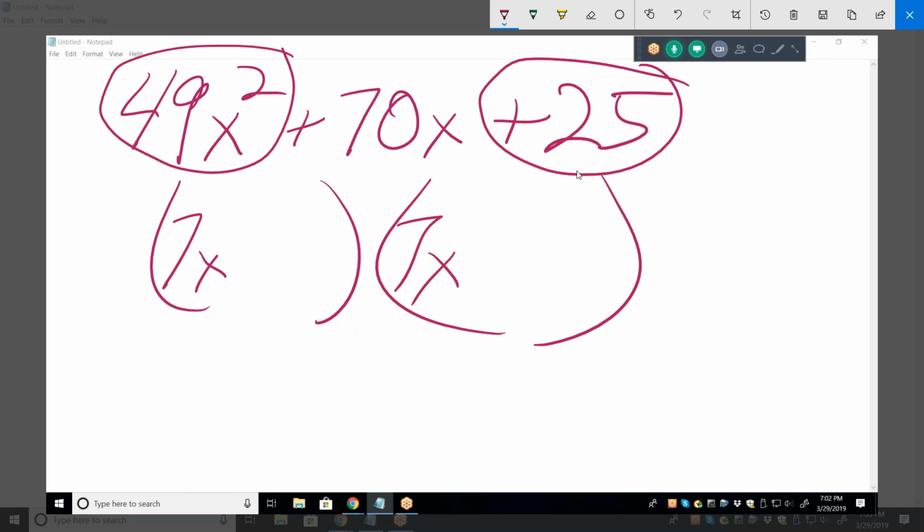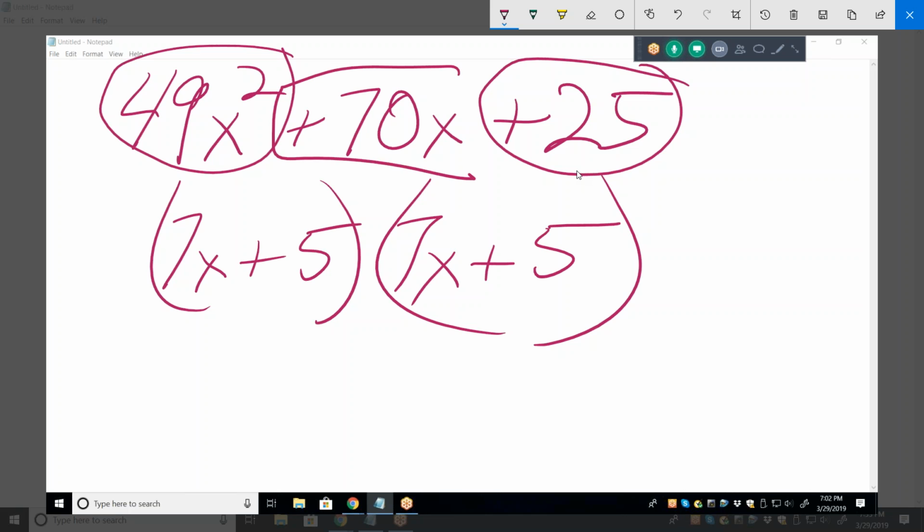What are both signs? Plus. What's the best way to factor 25? 5 and 5. And sure enough, that gives you that as the middle term. So, again, we got a quadratic with big numbers. You can almost bet money that it's going to be 7x plus 5 times 7x plus 5 right off the get-go.